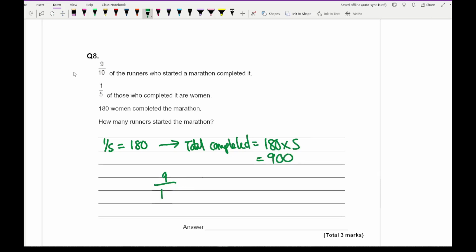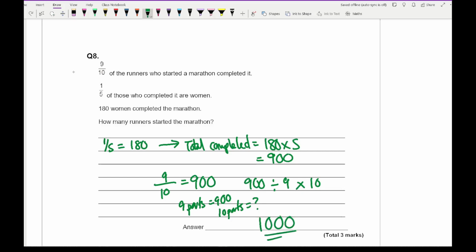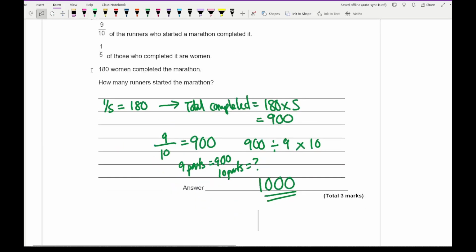And 9/10 equals 900. So 900 divided by 9, times by 10, that is a 9, not a 4, because obviously 9 parts equals 900, and I want to work out what 10 parts equals. So then divided by 9, times it by 10, and you see that there are 1,000 people who started the marathon.